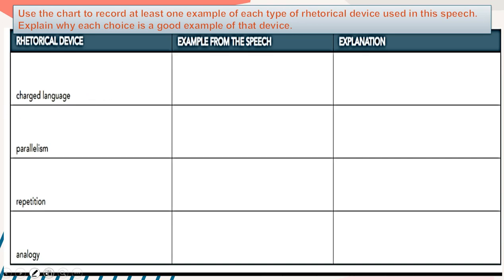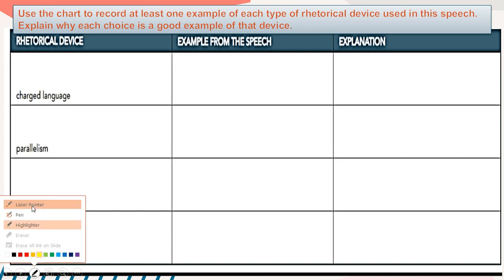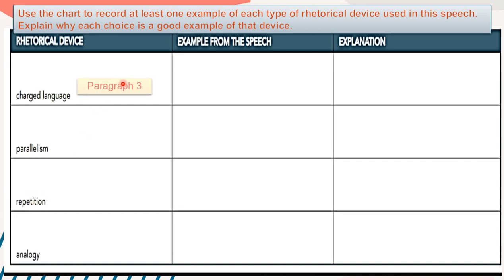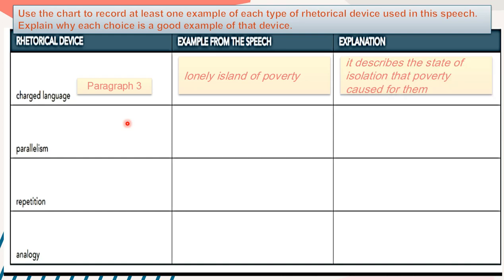A charged language. I wanted to look for charged language in paragraph 3. You go to paragraph 3 and look for the charged language used there. Actually, when he said lonely island of poverty, it shows how they are isolated by being very poor, on an isolated island in the middle of the ocean. So it described the state of isolation that poverty caused for them.